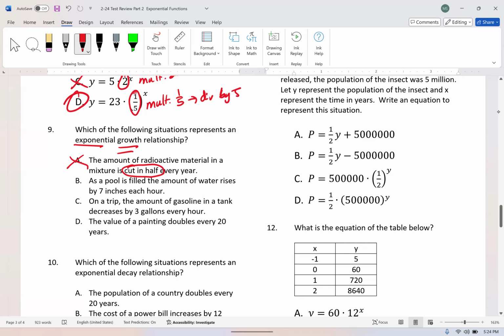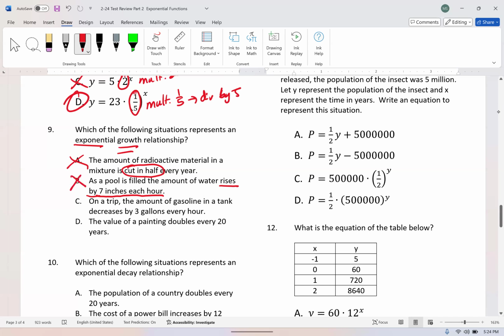As a pool is filled, the amount of water rises by 7 inches each hour. So this is rises by seven. It does go up, but it goes up by a consistent amount every time. We are adding 7 inches to the depth of the water, not multiplying. So this is not B either.